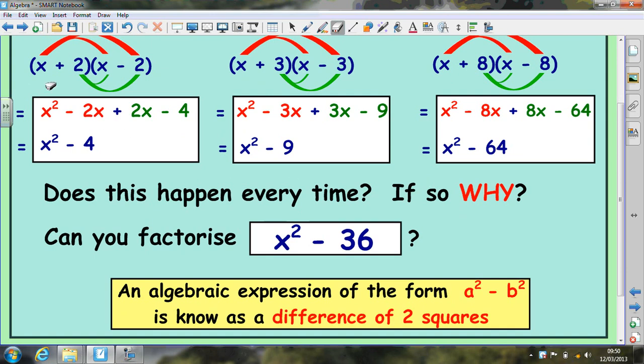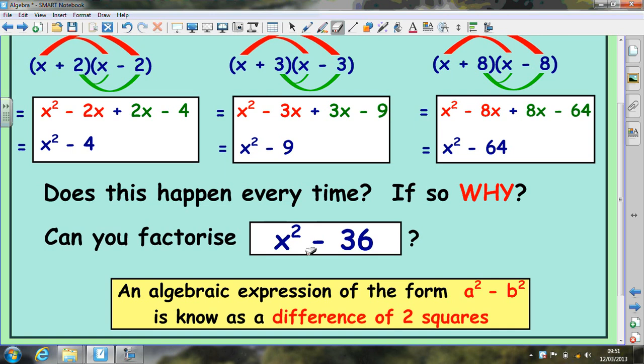Now we can see that this happens in every case when you have the two x's at the front and the number values exactly the same at the end. The other thing that makes this happen, where you don't get the x's in the middle, is having a positive value in one bracket and a negative value in the other, because that makes this middle situation happen. The subtract 3x and the plus 3x cancel out. The subtract 8x and the plus 8x cancel out.